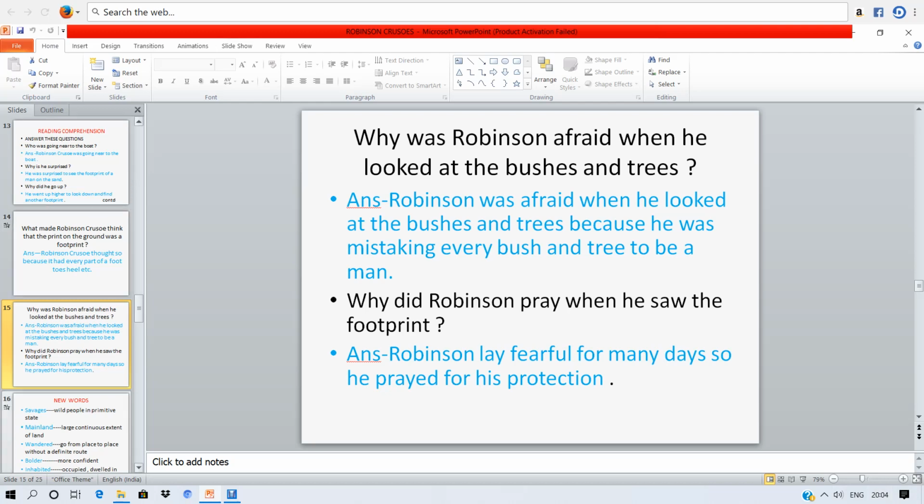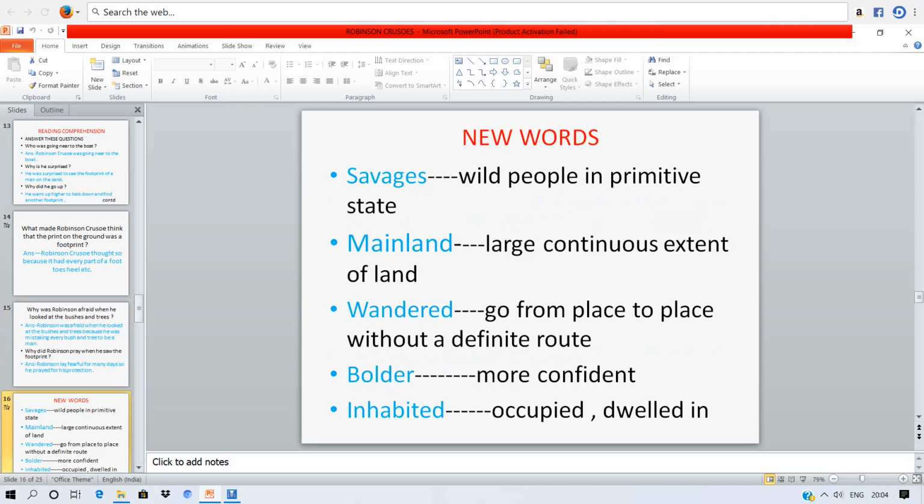Now children, let us come to this slide. And this slide is having many new words like savages. Savages means wild people in primitive state. They are not modern people. They live in primitive state. They are not modern like us. Their costumes, way of life differ from us. So once again I'll tell you, savages are those people who live in primitive state.